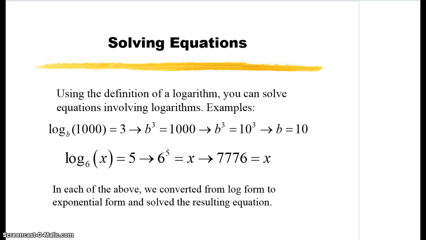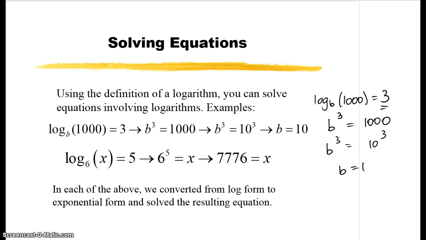So using the definition of a logarithm, we could solve equations that involve logs. For example, the first one here, log base b of 1,000 equals 3. What is this really telling us? We'll convert into exponential notation. Remember, a log means find me the power, find me the exponent. So this really means b to the power of 3 equals 1,000. So what number raised to the power of 3 will give you 1,000? Well, recall that 1,000 happens to be 10 cubed, so b must be 10.